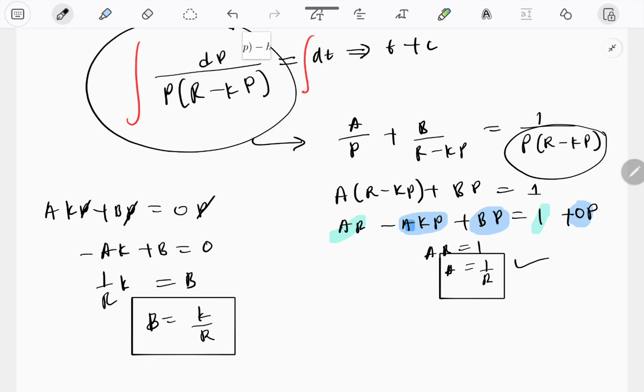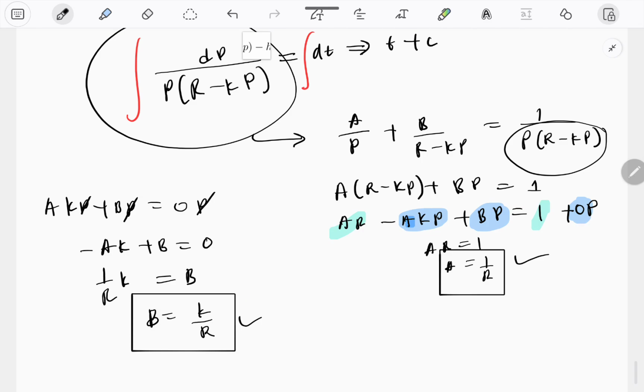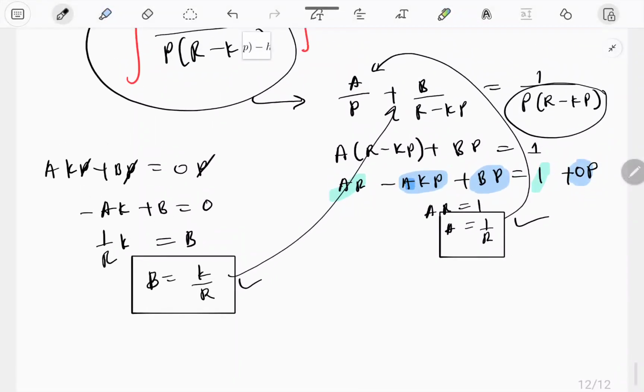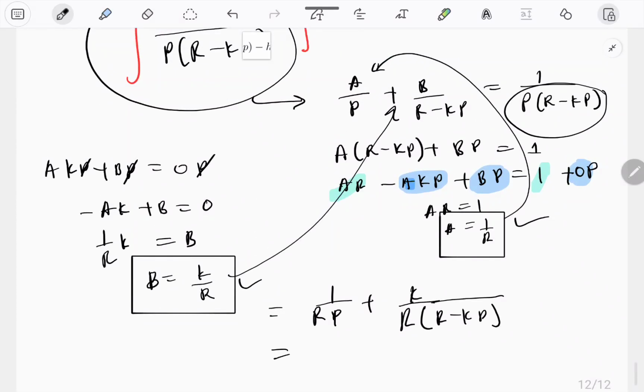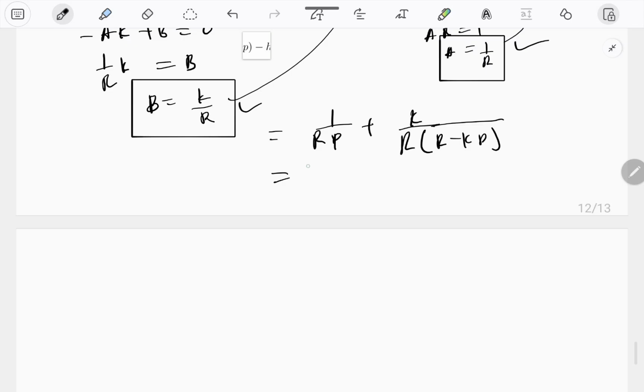So if that's the case, remember for A we plug A, for B we plug B on that thing. Then for A we're going to have 1 all over RP plus, for B we're going to have K all over R open brackets R minus KP close. Before I even try to integrate this, I know that this will have a common factor, which is a constant R, and then I'll have 1 over P plus K all over R minus KP.